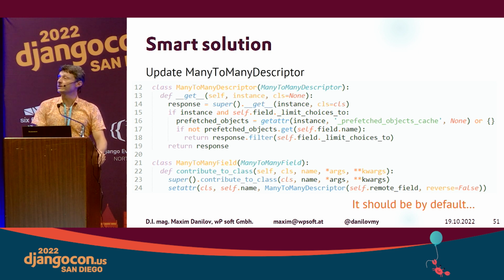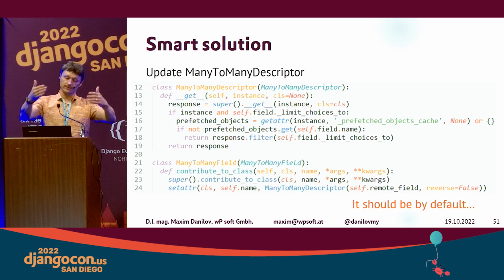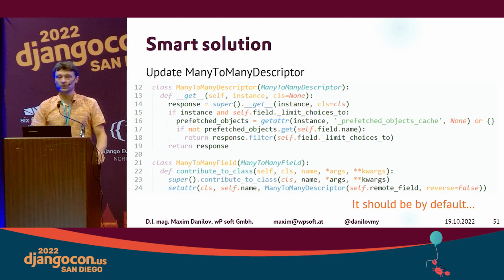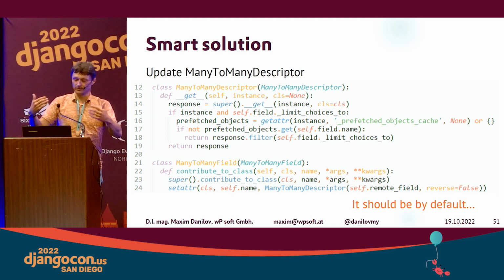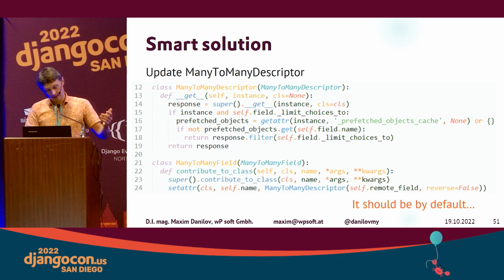What is with the many-to-many descriptor? The many-to-many descriptor receives the result, and if this result is not prefetched, we can apply limit_choices_to for this result, and we can work with that. Right now we use the smart solution in our project. I'm happy with that, but I think it should be changed in Django. I think.